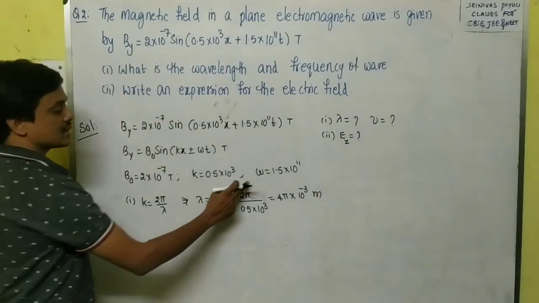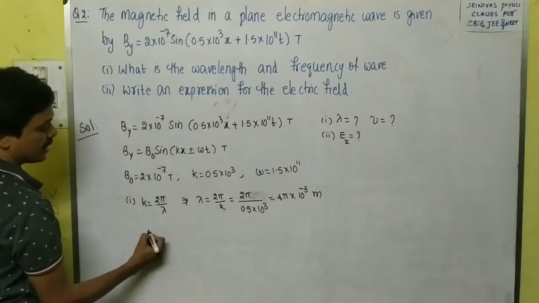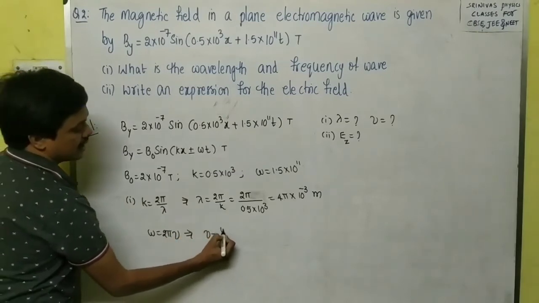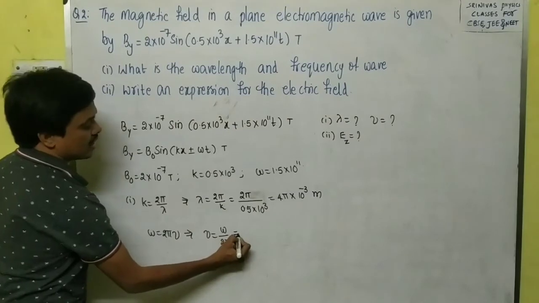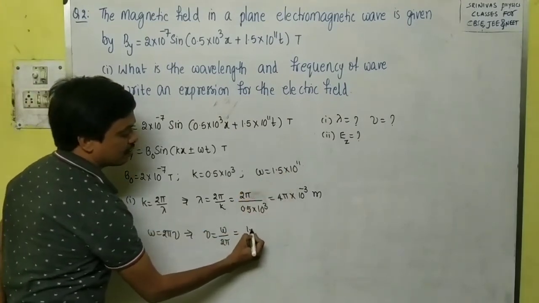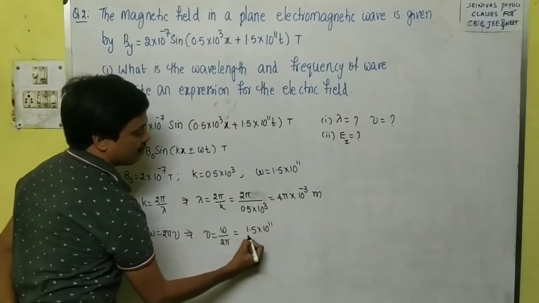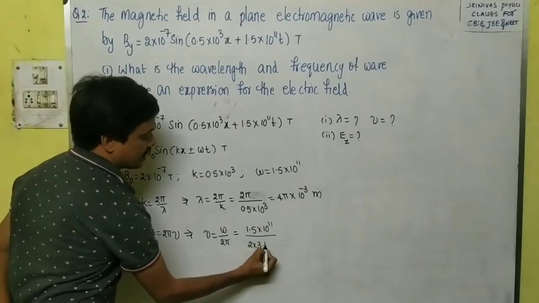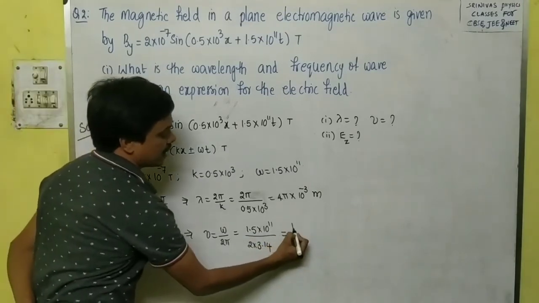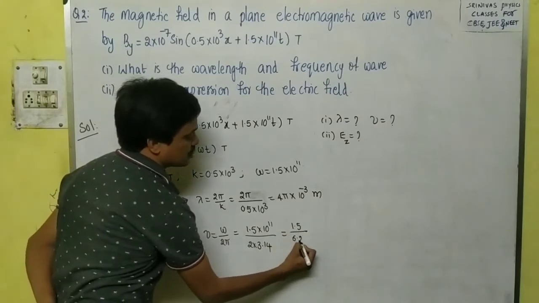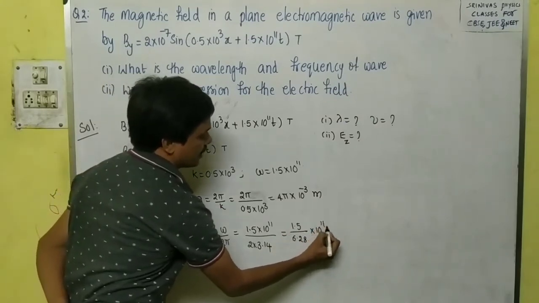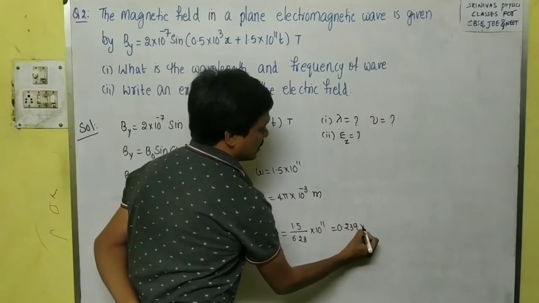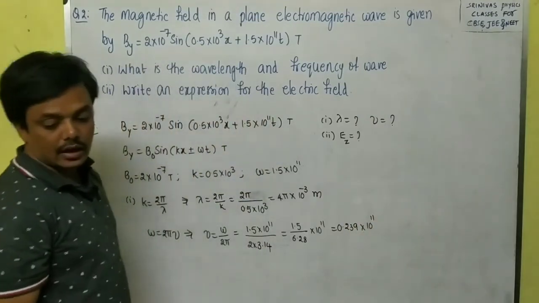Then for the frequency they are asking, we know ω = 2πν. From that, the frequency formula is ν = ω/2π. We already know ω is 1.5 × 10^11, divided by 2 × 3.14. Simplifying this, 1.5 divided by 6.28 times 10^11, we get 0.239 × 10^11 hertz.